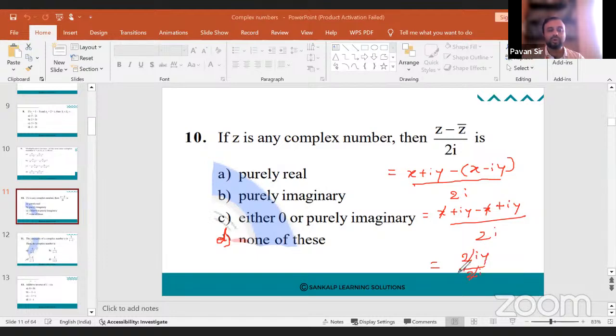So what is left? It is left with a purely real number. Why? Even though the imaginary part was there, only y is left. So y is purely real. This option is correct. Option A is the correct one. Yes, Vedavati's answer is correct. Pavitra, make it correct because you gave option B as the answer.